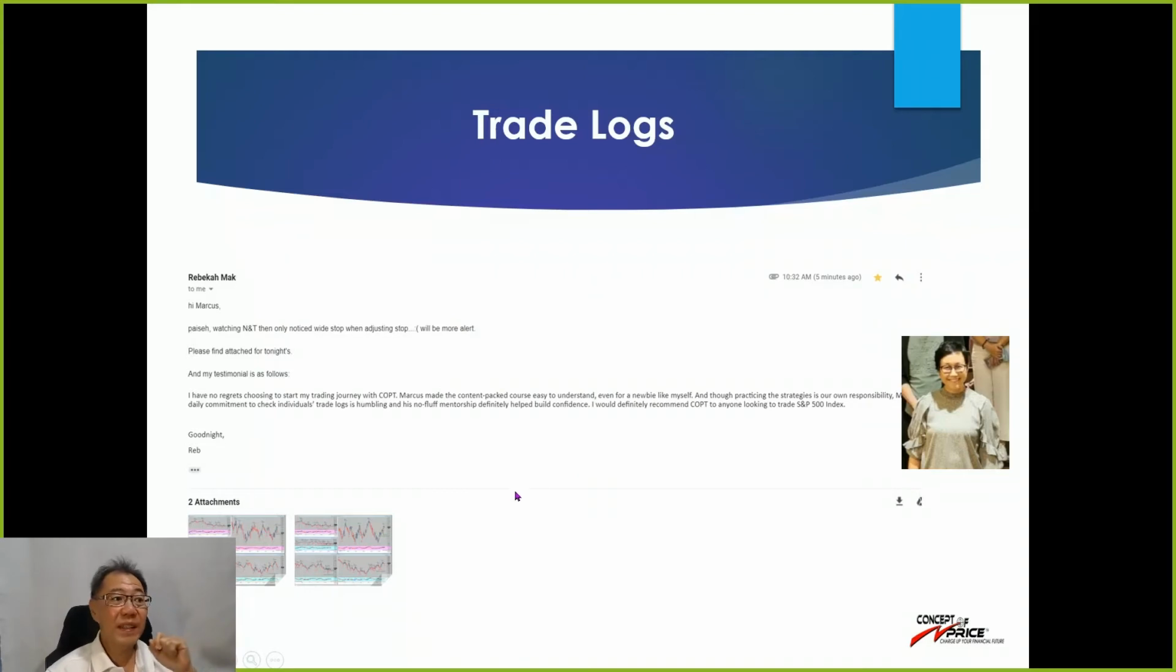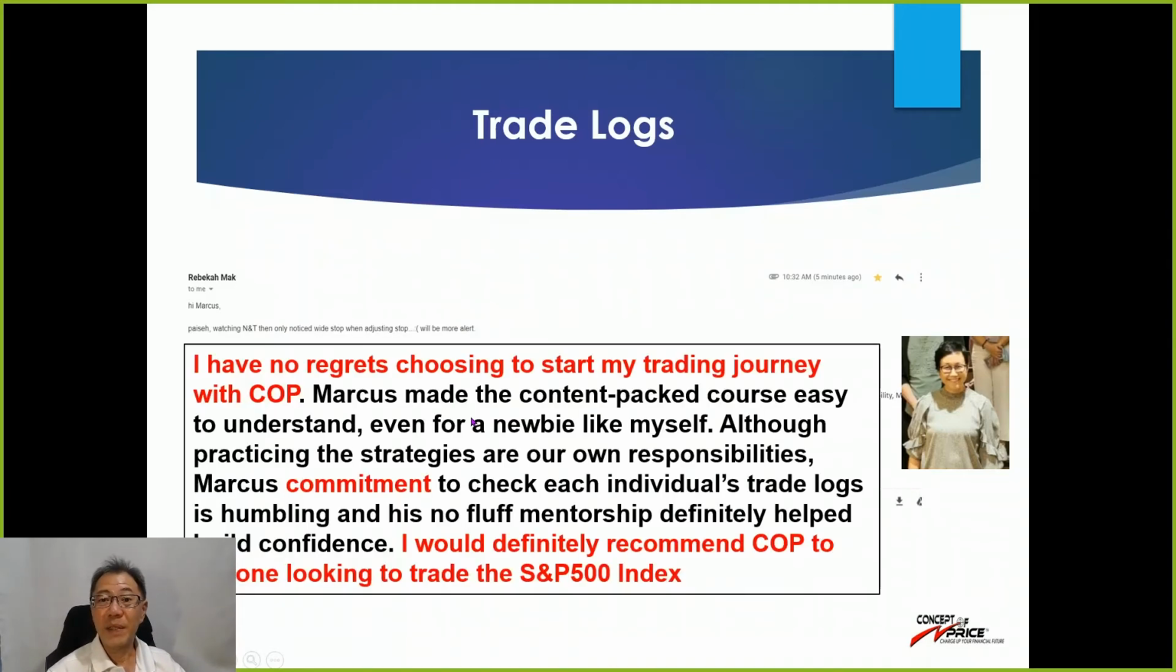All right. Now she also sent us a testimonial here. And this is basically what she said. She had no regrets choosing us to start her trading journey. It's our responsibility, our commitment, to mark each individual's trade logs. And she has definitely recommended people to us, and we thank her for that.